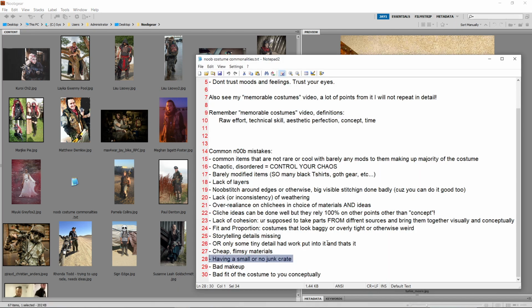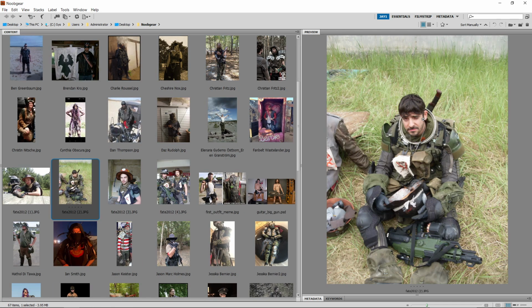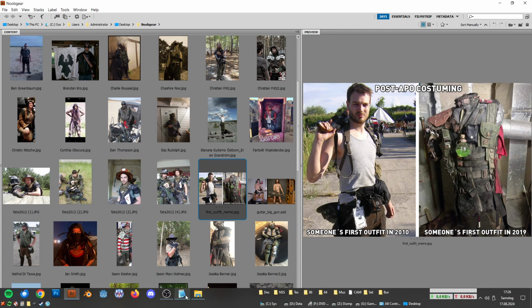And this is something that is easily fixable by having even a small junk crate with a wide-ish selection of a couple of materials and items and whatnot. And do hunt for those special items, right? We really want to have, where is he? Something like this collar, rather than having just a tank top, right? So this is a big difference.